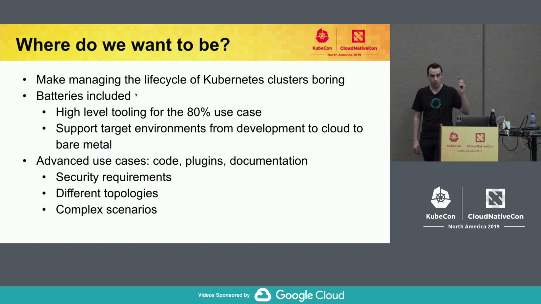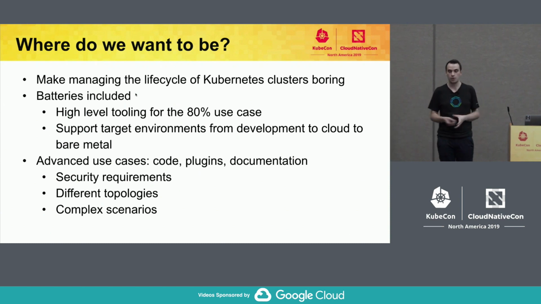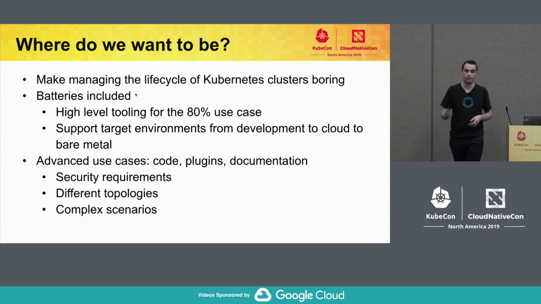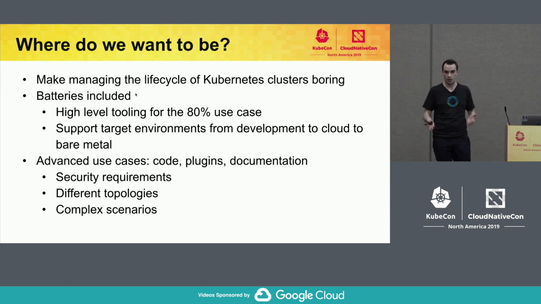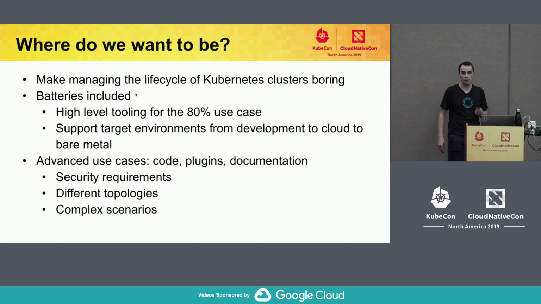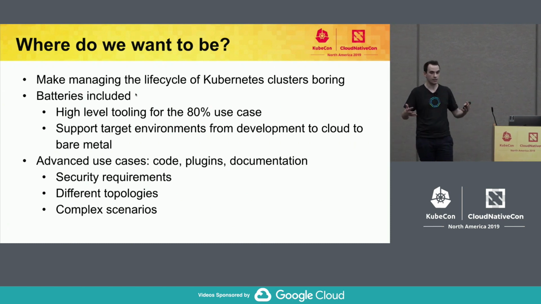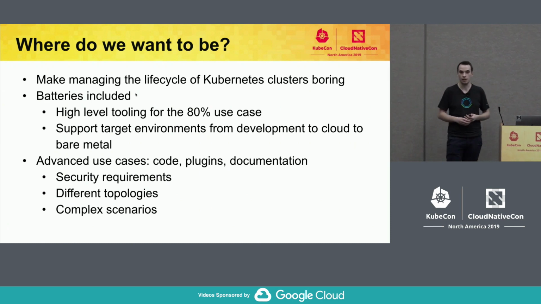Where do we want to be? We want to make cluster lifecycle management boring, really, really boring. We want to have the batteries included. In V1 Alpha 2, as I explained before, we separated the Bootstrap provider out. Now in V1 Alpha 3, we're trying to make kubeadm the default mechanism to bootstrap your cluster, and we're going to ship it with Cluster API. And we want to support a lot of target environments. We want to have kind of a library of providers that you can pick and choose from, and use one management cluster to own all the providers.